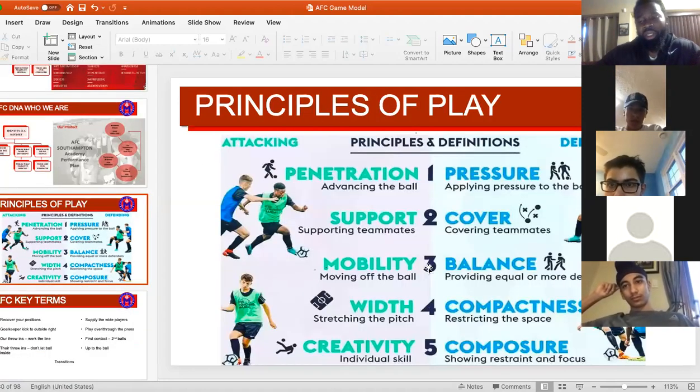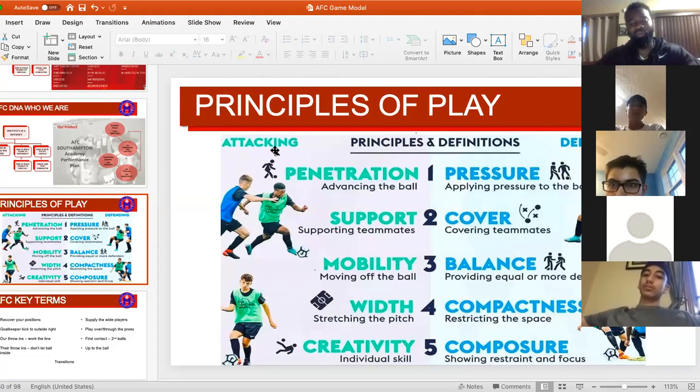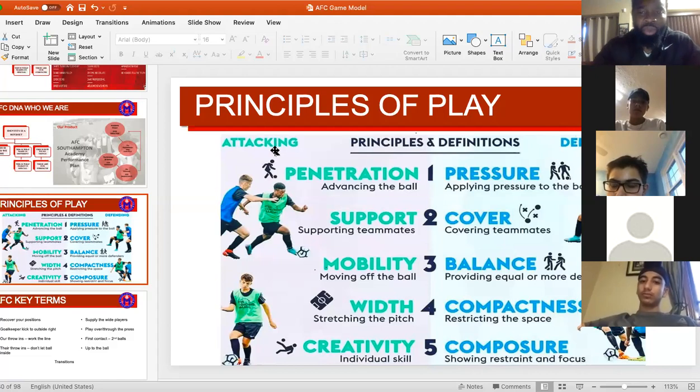So basically, these are the principles that you need to understand. Once you understand these two principles, defending and attacking, it makes the game very easy for you. Because when you lose the ball, you know exactly what to do. When you have the ball, you know exactly what to do. So it's very important for you as a player to understand the basic principles of the game, the defensive principle and the attacking principle.